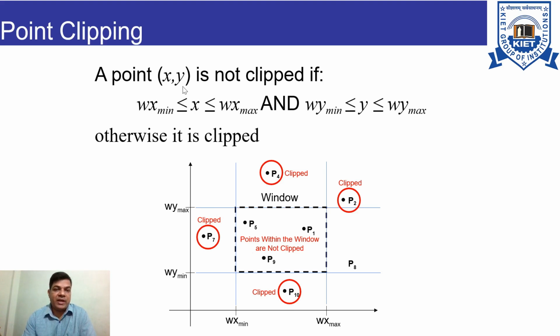A point x comma y is not clipped if wx minimum is less than or equal to x less than or equal to wx maximum, and wy minimum is less than or equal to y less than or equal to wy maximum. So if this inequality is satisfied for any point, the point will be kept for display, otherwise it is going to be clipped and it is not considered for saving.